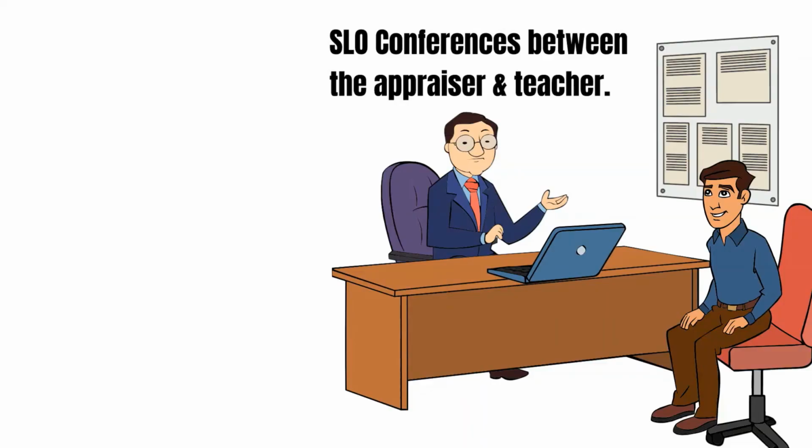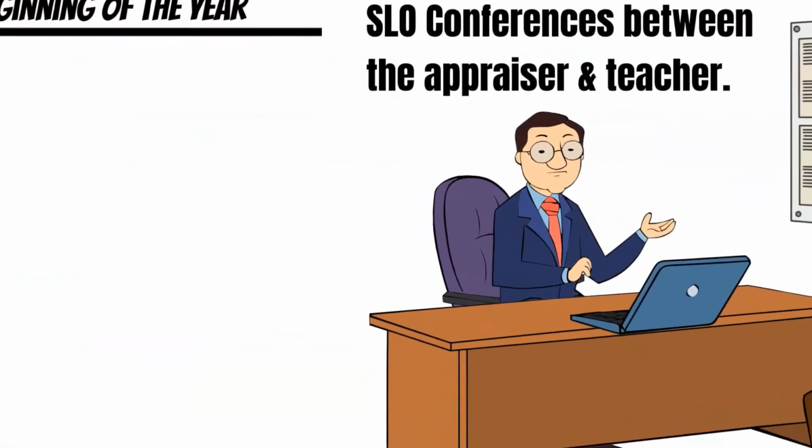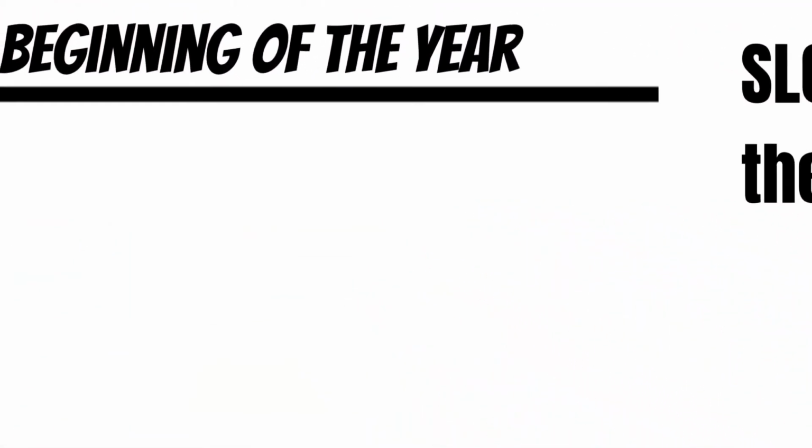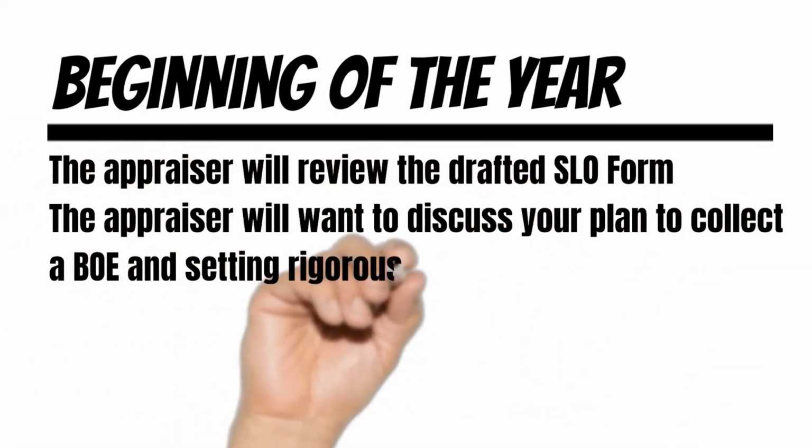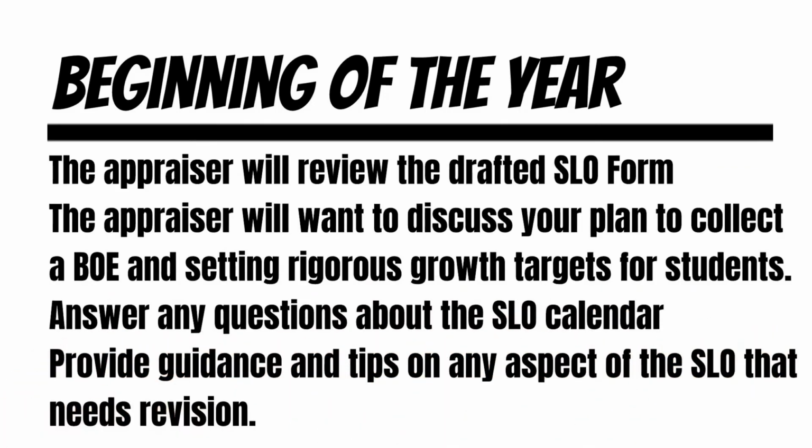Finally, the following is a list of SLO conferences between the appraiser and teacher that should be conducted throughout the year. The following items will be discussed at the beginning of the year conference. First, your appraiser will review the drafted SLO form. Then, the appraiser will want to discuss your plan to collect a body of evidence and setting rigorous growth targets for students. He or she may answer any questions you may have about the SLO calendar. And finally, your appraiser can provide guidance and tips on any aspect of the SLO that needs revision.